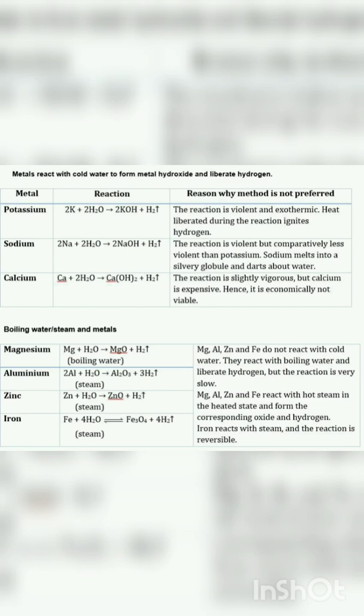Next, calcium. Calcium reacts with cold water, but the reaction is not explosive, neither does it burn. Then next, magnesium, aluminum, zinc, and iron. They do not react with cold water. They only react with steam to produce oxides and hydrogen. They do not burn. And below that, none of the metals react with water. So as we move down the metal activity series, the reactivity of the metals decreases. The next one is reaction with acid.